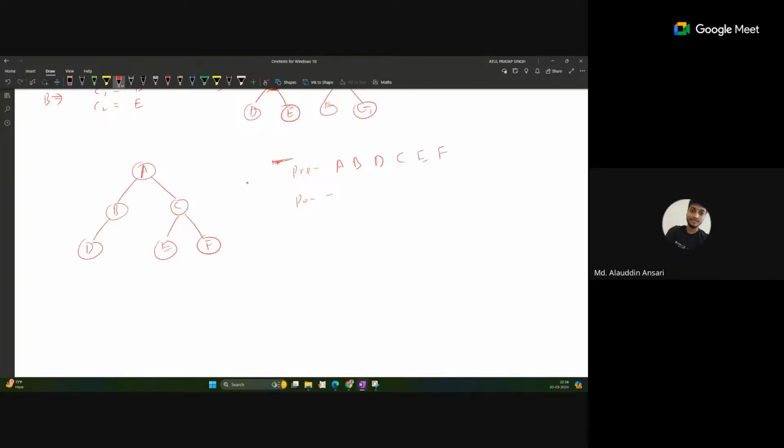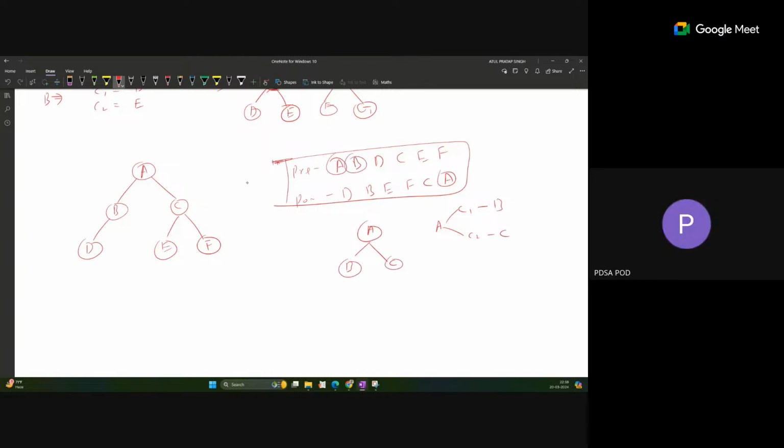And post-order? D, B, E, F, C, A. Okay, so these are the given ones now. The same things we will apply here. So A we know. Now what are C1 and C2? This is B and this is C. Now in this case, we have marked B and C, and A and B here.